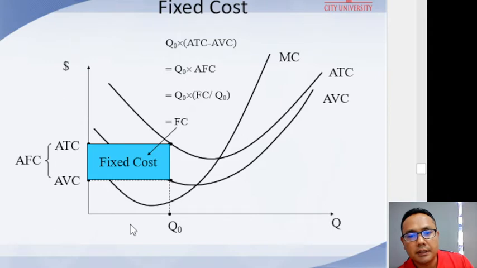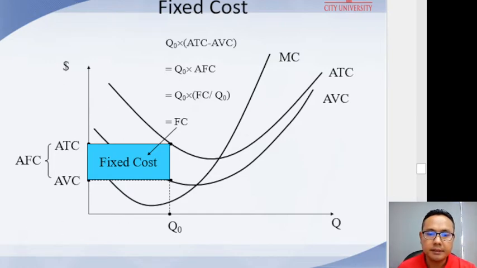Okay, this is a fixed cost shown in graphics. So graphically, we can see fixed cost as an area, that is, we can see this colored area. That means quantity Q0 times ATC minus AVC. That's how we can get the fixed cost here.